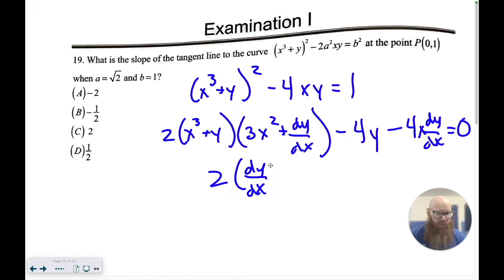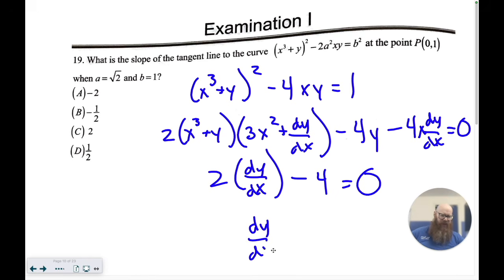I don't know why I wrote parentheses. And then minus, if this is a 1, that's 4. And then this is 0, so it goes away. So boom, just like that, we end up with dy dx. If I add the 4 and divide by 2, I get 2. So the answer is C.